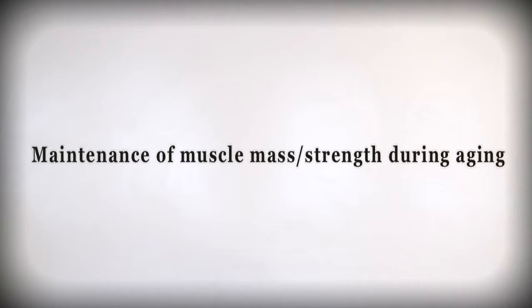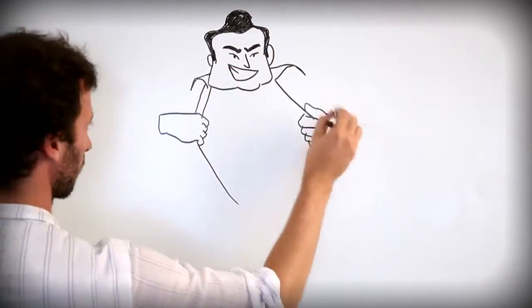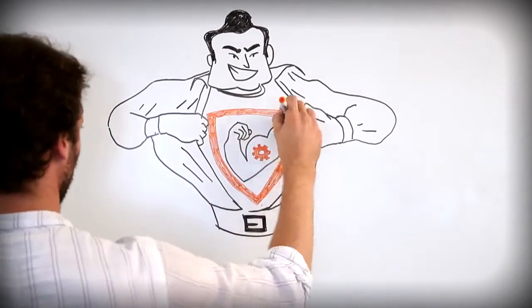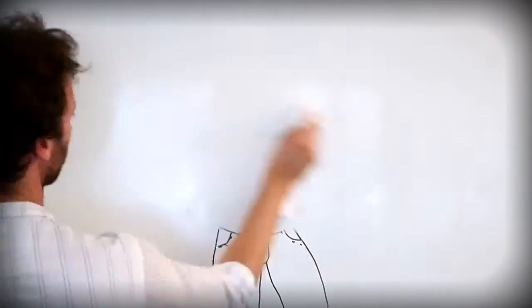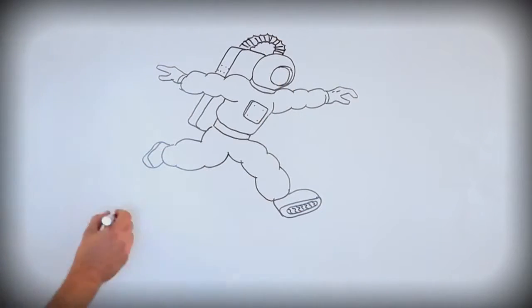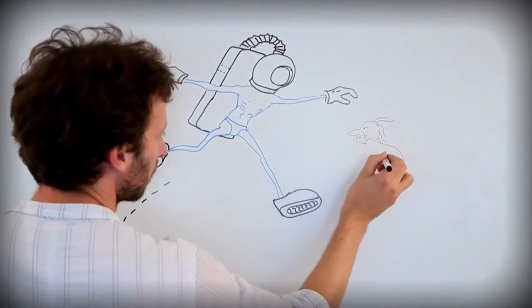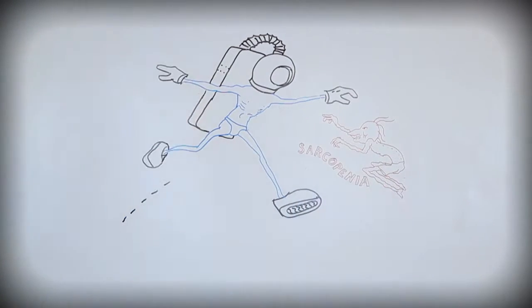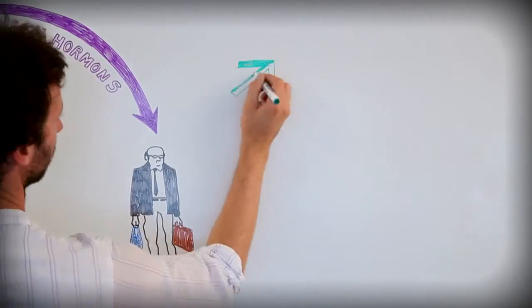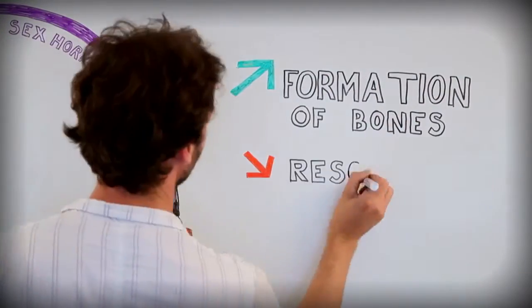Maintenance of muscle mass and strength during aging. Mechanical forces play a major role, not only during development, but also in skeletal maintenance and age-related diseases. Rapid bone loss, which was demonstrated by various skeletal unloading models and observed in astronauts, is associated with sarcopenia. The decrease of muscle and bone masses are tightly controlled by various mechanisms, including sex hormones, which were shown to stimulate bone formation and inhibit bone resorption.